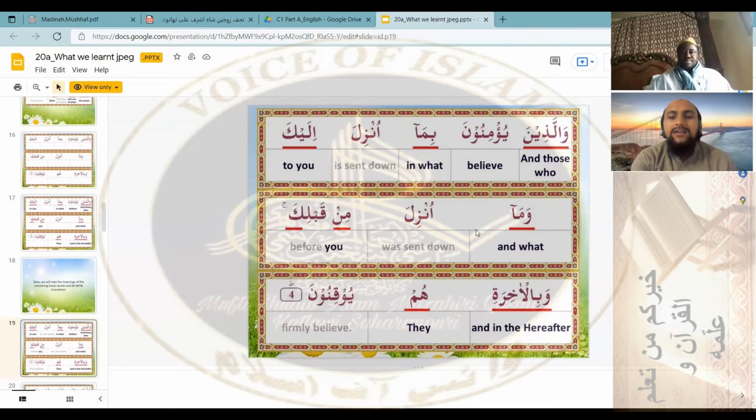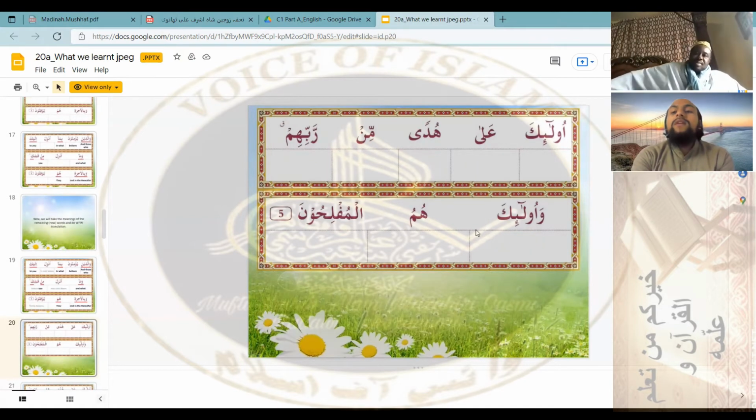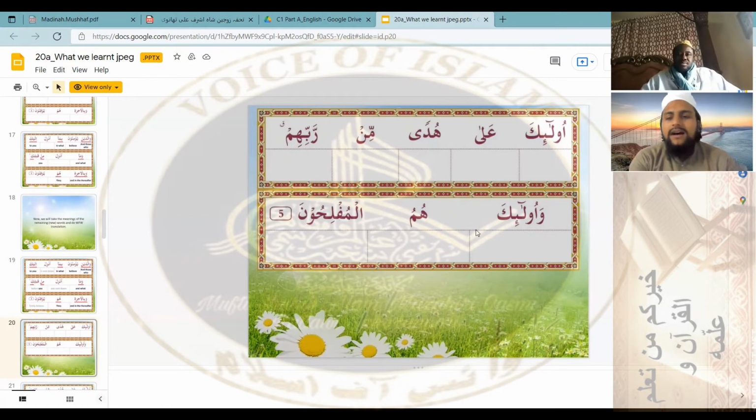وَبِالْآخِرَةِ, and in the hereafter. You know, akhirah means the hereafter, mashallah. Hum, they. Yuqinun, firmly believe. Ulaika ala hudam. Ulaika means those. Ala, they are. Ala means something like upon, on, to.